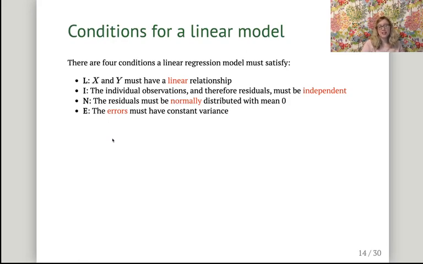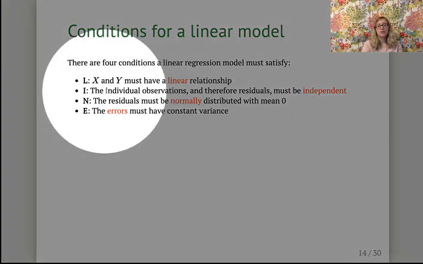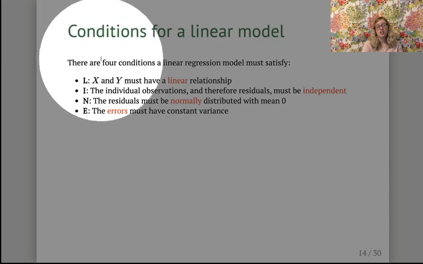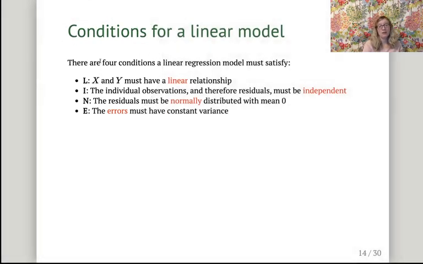Now, there are some conditions, like there are with every statistical model. The conditions for a linear regression model follow this nice LINE abbreviation. To use a linear model, we must have those LINE conditions met. The four LINE conditions are the following. First, x and y must have a linear relationship. We don't want to use this model to describe data that is not linearly related. The second assumption is that the individual observations or residuals should be independent. There should be no connection between the residuals for subject 1 compared to subject 2 compared to subject 3. All of those should be unrelated.